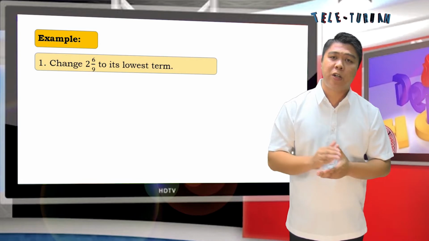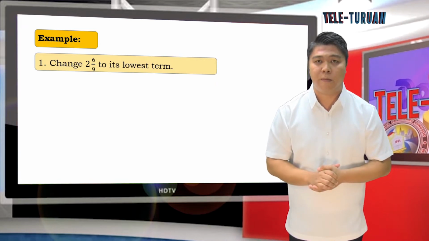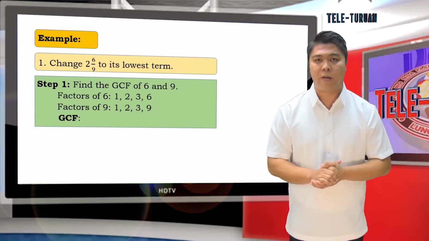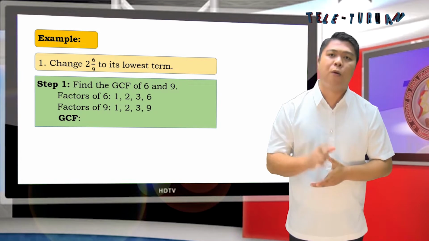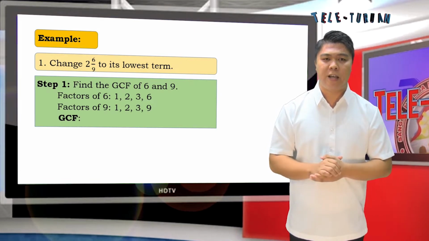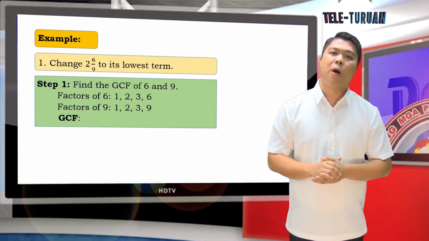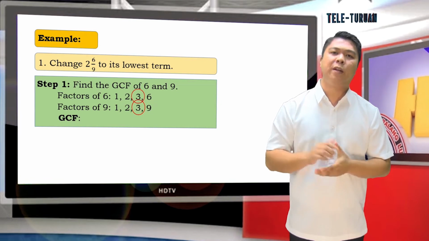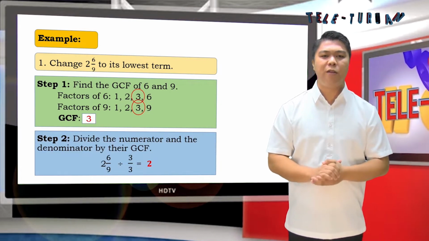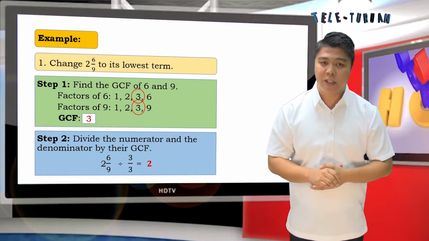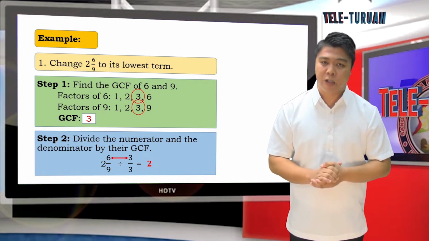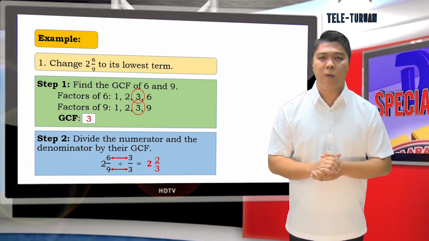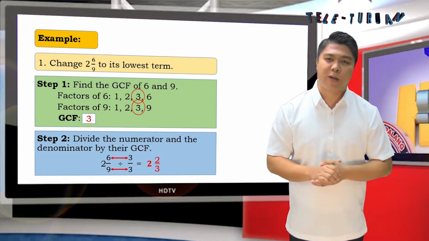Example. Change 6 over 9 to its lowest term. Step 1. Find the GCF of 6 and 9 by listing all their factors. The factors of 6 are 1, 2, 3, and 6. The factors of 9 are 1, 3, and 9. And their GCF is 3. Correct. Step 2. Divide the numerator and the denominator by their GCF. 6 divided by 3 is 2. 9 divided by 3 is 3. So, the lowest term of 6 over 9 is 2 over 3.